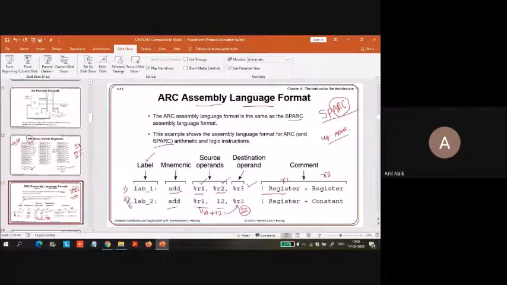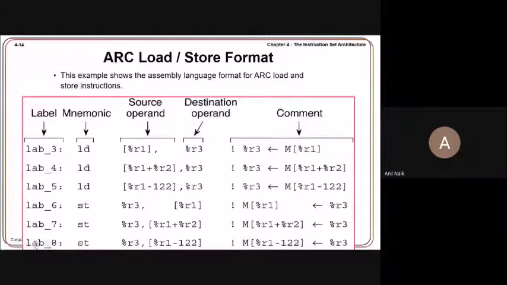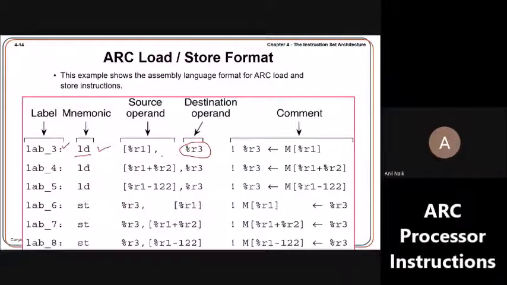Then these are some more instructions, like label 3, the third type of instruction, that is load. LD means load operation, loading the data. To perform the load we also use source and destination operands. Here we are loading the content from the source operand to the destination operand. What is the destination? The R3 register.